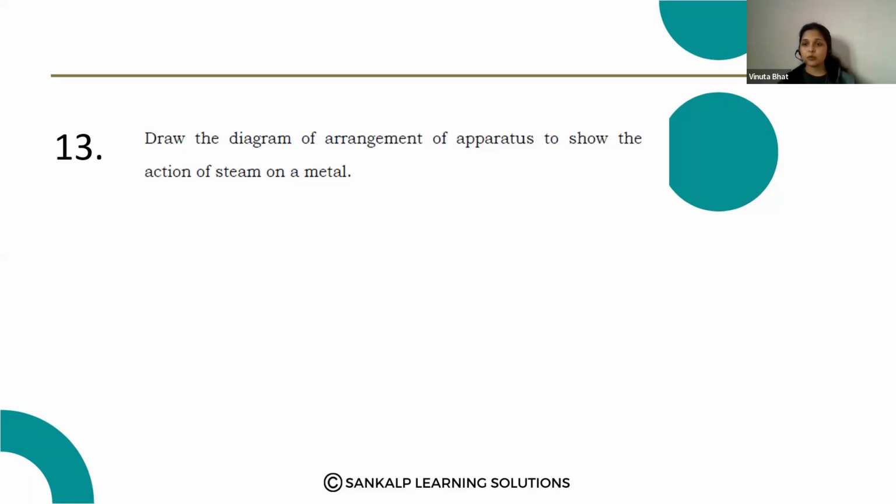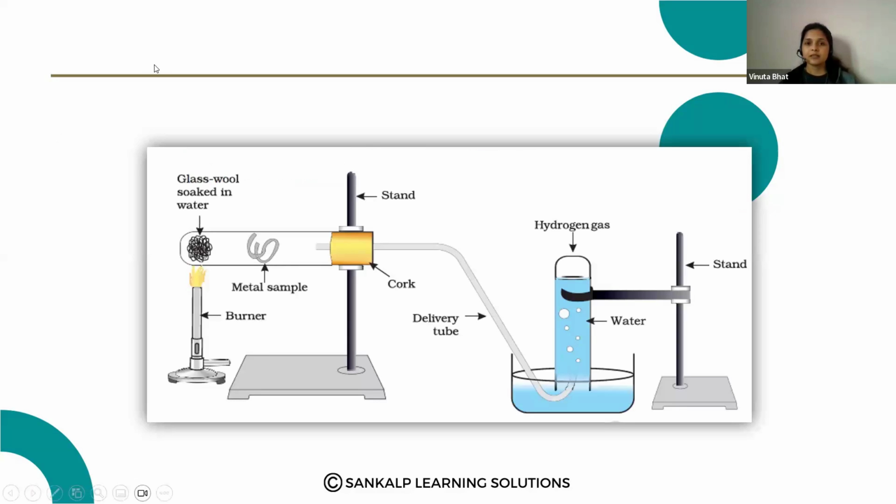This diagram is one of the important diagrams from the chapter, metals and non-metals. Please practice this diagram daily. That will be helpful for your board exam to get good marks. Okay. Here, yes, this is the diagram. Very important diagram. Action of steam on a metal.